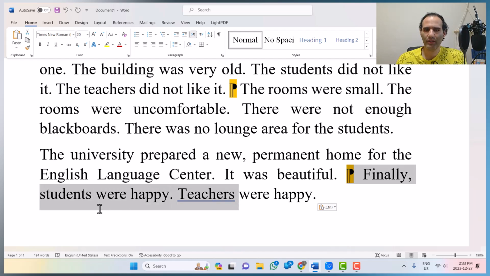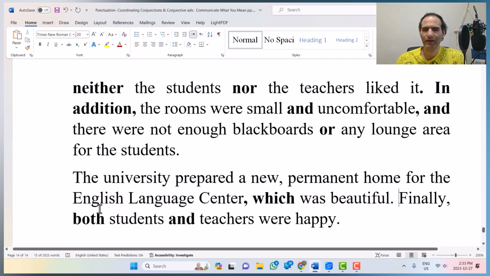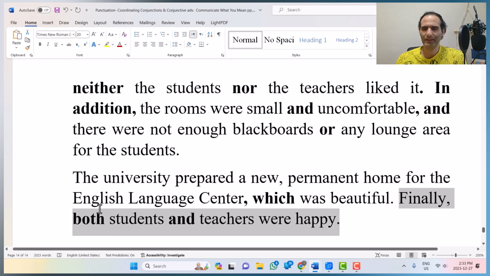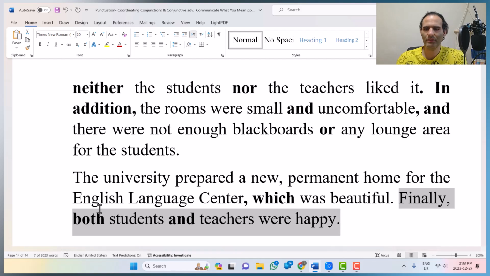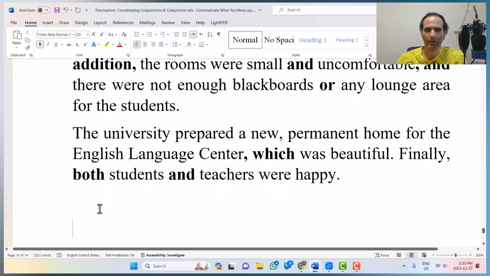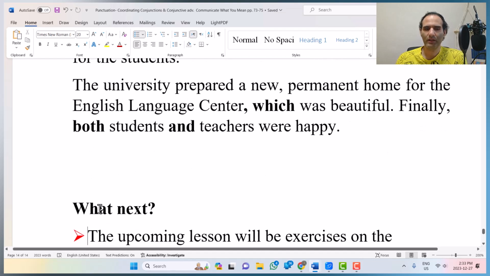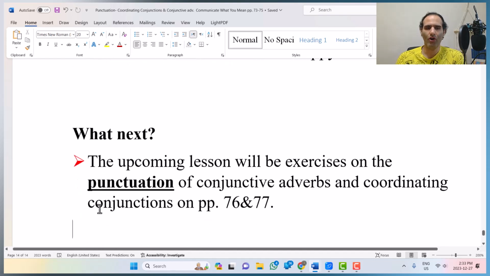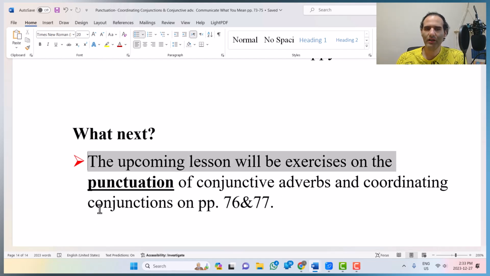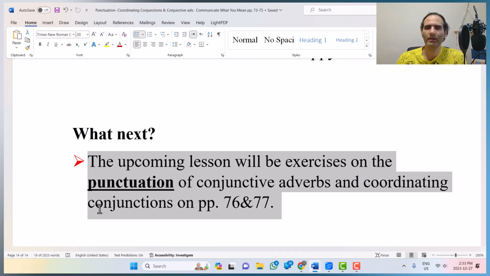Finally, students were happy, teachers were happy. Finally, both students and teachers were happy. Not only students, but also teachers were happy. Both options are possible. So this was another exercise of connecting sentences, and that's all. What is our next video? It will be again on punctuation of conjunctive adverbs and coordinating conjunctions, following on pages 76 and 77 with the exercises that we have in the book, Communicate What You Mean.